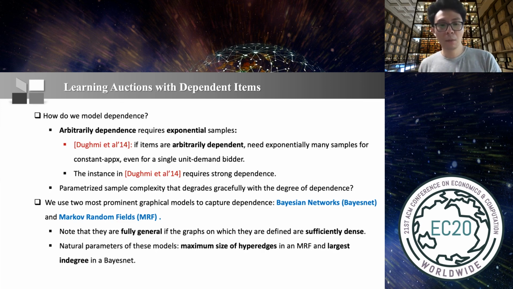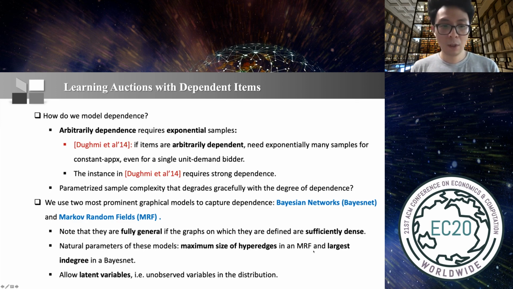And what is the parameter in these models to capture the degree of dependence? Well, in an MRF, the dependence degree is captured by the maximum size of hyperedges, while in a Bayesian network, that's captured by the largest in-degree. Our result also allows you to have latent variables in these models. These are variables that are unobservable from your data.